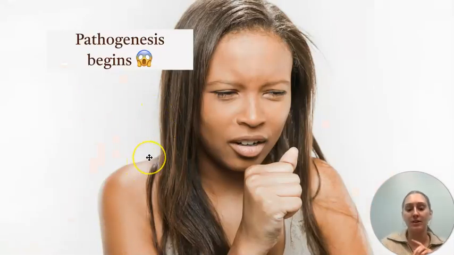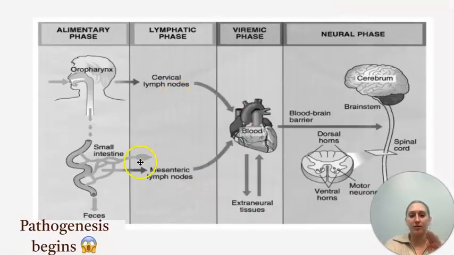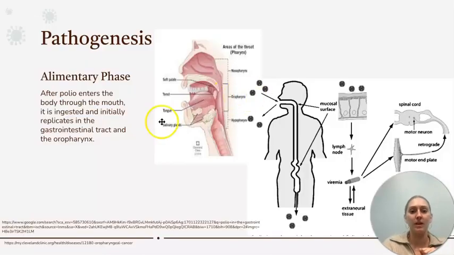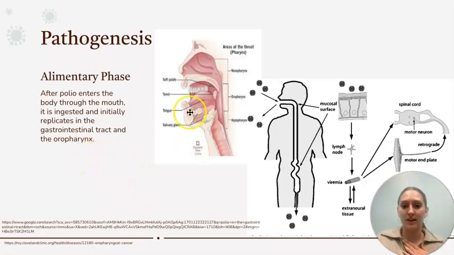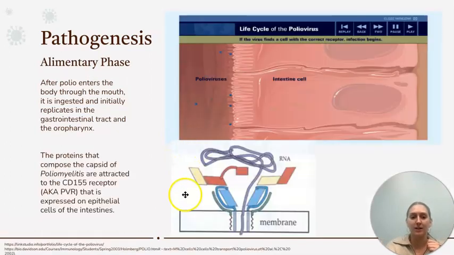So this is where pathogenesis begins. We're going to cover 4 different phases: elementary, lymphatic, viremic, and neural phases. So the elementary phase is when the polio enters the body through the mouth. It's ingested and initially replicates in the gastrointestinal tract and the oropharynx, and I just put a little image right there. So usually there are going to be viral particles within the fecal matter and within the nasal secretions for a few weeks, even in people who are asymptomatic.